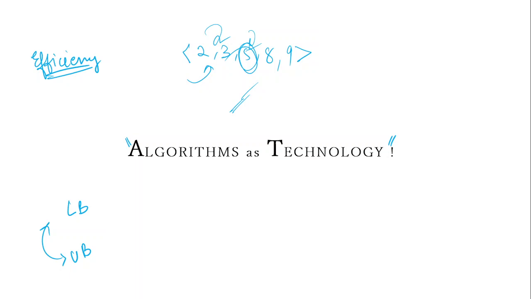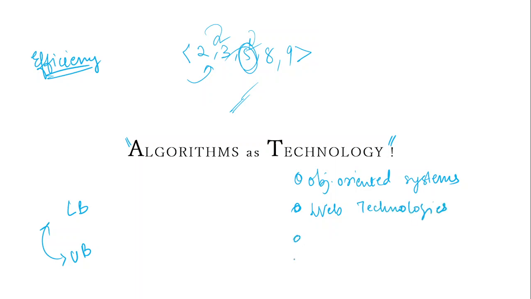Now, algorithm as technology, right? We have used algorithms in different technologies also. To name a few, we have used them in object-oriented systems. Then we have also used them in integrated web technologies, and then in fast networking, whether it is wired or wireless. That is not considered. So we have used them everywhere.